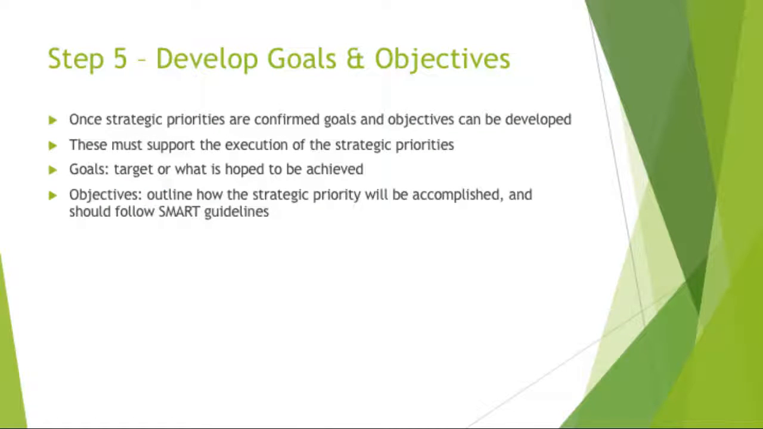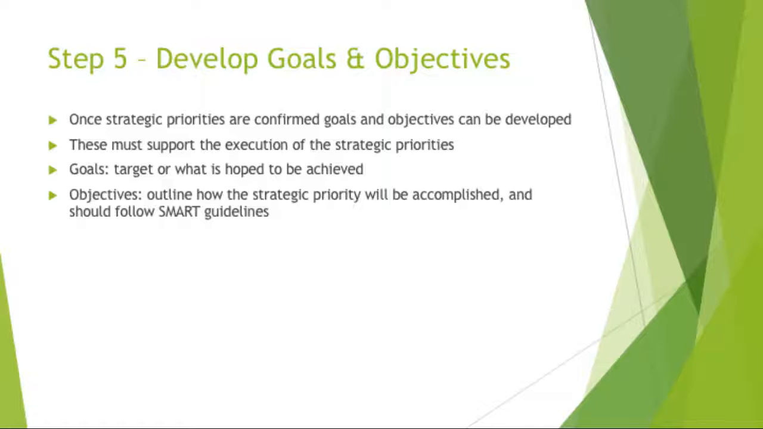Step 5 is to develop goals and objectives. Once strategic priorities are confirmed, goals and objectives can be developed. These must support the execution of the strategic priorities. Goals are the target or what is hoped to be achieved. Objectives outline how the strategic priority will be accomplished. Objectives should follow SMART guidelines: specific, measurable, achievable, realistic, and time-bound. So in summary, goals are what you want to do, objectives are how you get there.